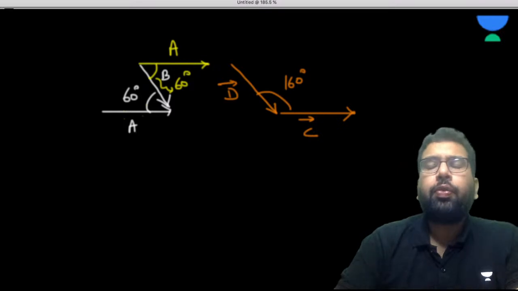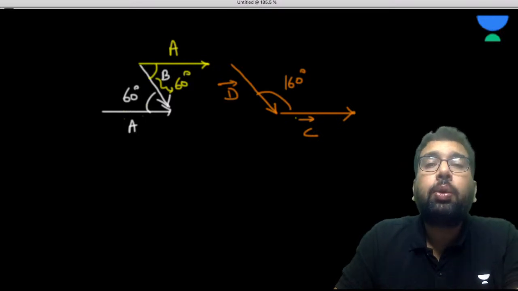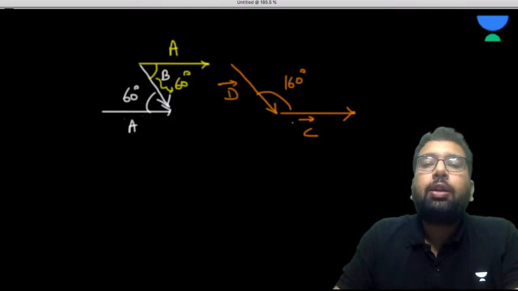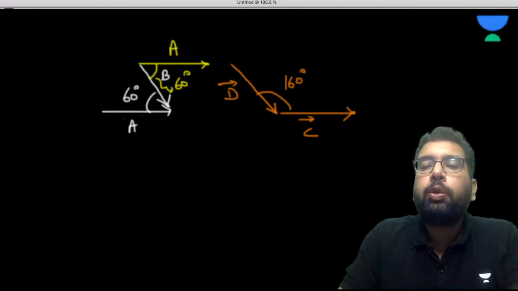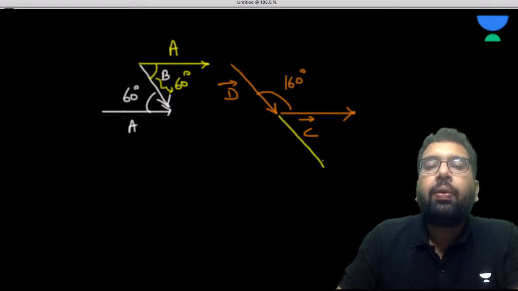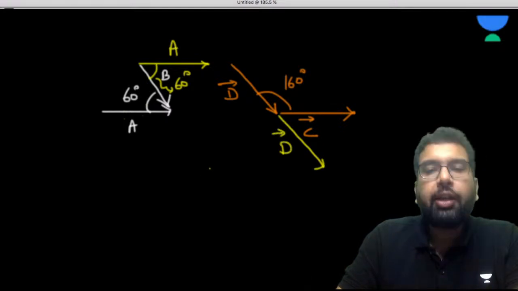20 degrees. Very good. So very simple. They are not connected tail to tail. The first step that you must do is connect them tail to tail. For that, I can shift this D vector parallelly. If I shift it parallel here, this is going to be the D vector now.